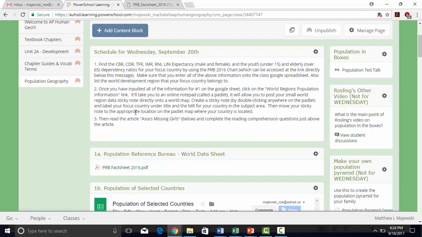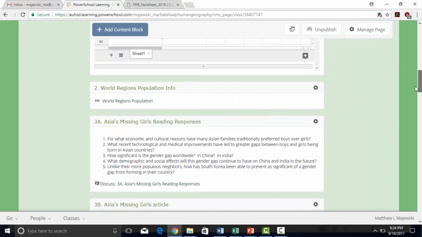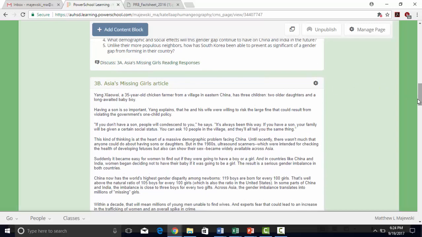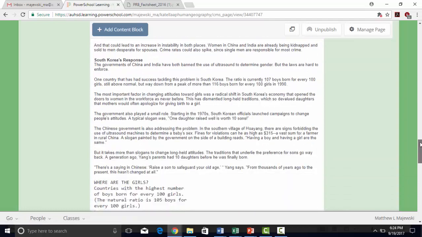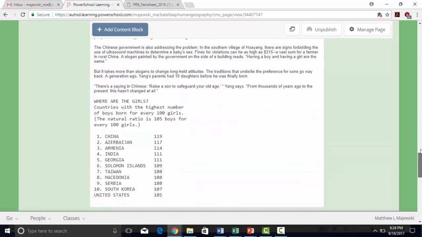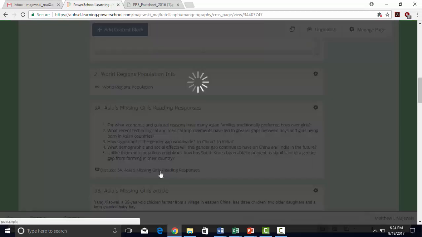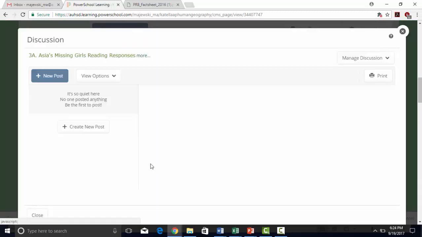And then the last thing that you need to do is read this article. It's called Asia's Missing Girls. It's right underneath the link that we were just on. There are the questions that you must respond to related to the article. And then underneath it, 3B, the article itself. All right, so you're going to read that article. It's not very long. And then you're going to come up here. You're going to click on the discussion post.